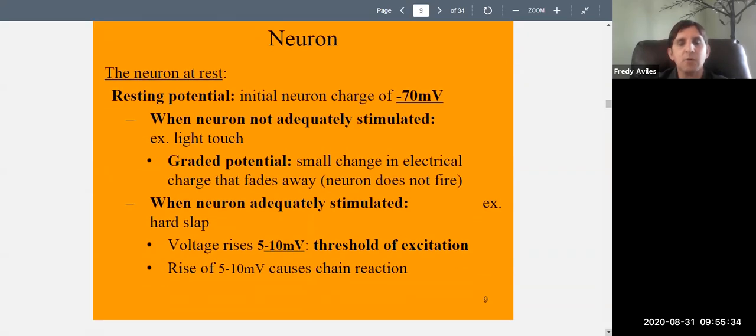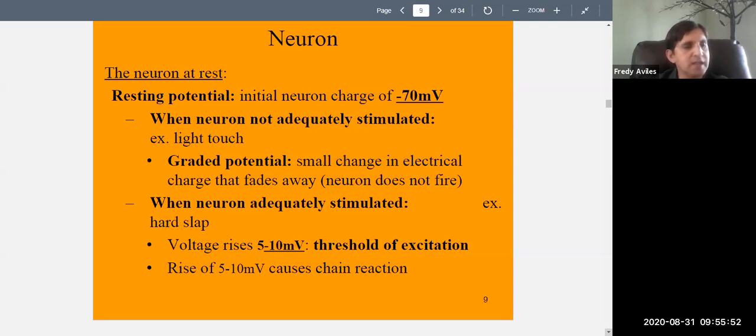So that was the neuron structure and what they look like. Now let's talk about how the neuron functions, how it works. I'm not going to get into too many technicalities. I'm going to make it as simple as I can for you guys. So first we'll start with the neuron at rest.